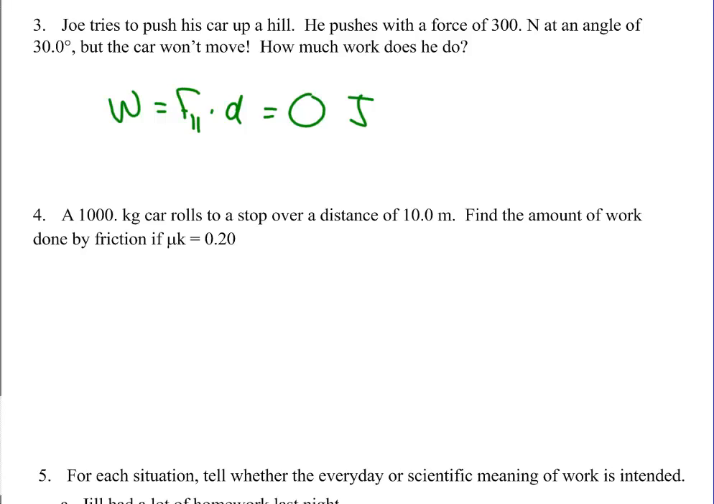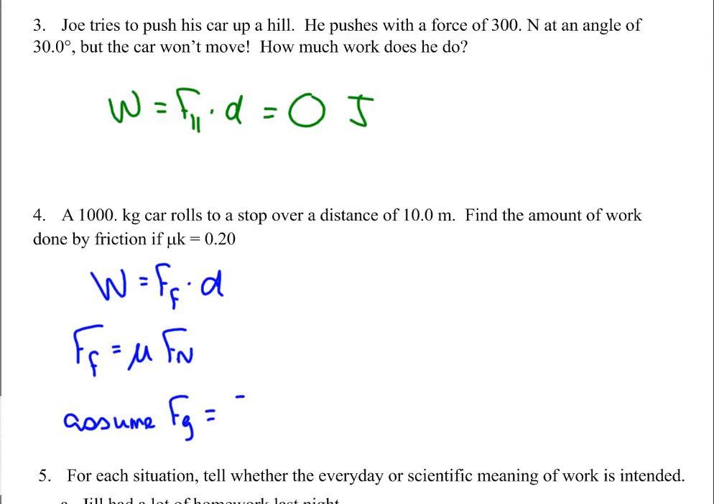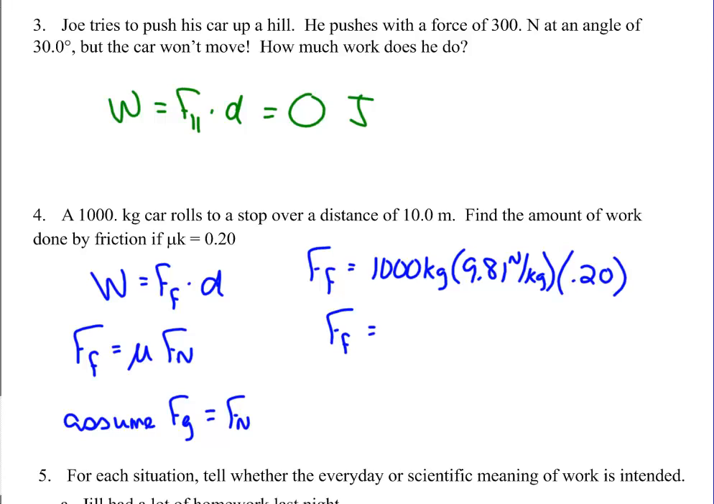If you take a look at number 4, we've got a 1,000 kilogram car. It's rolling to a stop, so we have movement that's changing. Distance we're given is 10 meters. Find the amount of work done by friction. We've got a friction coefficient. All right, we've got all kinds of stuff going on here. Okay, so work is my friction force times distance. Friction force, that's friction coefficient times normal force. Well, it doesn't say anything about an angle, so I'm going to assume that my gravitational force is equal to my normal force. So that means I need to find friction force. Well, I've got 1,000 kilograms times 9.81 newtons per kilogram. So there's Fg, and Fn, and now mu, 0.2. So my friction force is 1962 newtons.